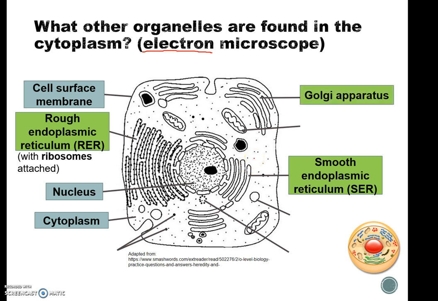Now over here you'll see very flattened stacks of membrane, a bit further from the nucleus usually. We call this the Golgi apparatus. Apparently the guy who discovered it was called Golgi, so he thought it'd be good to put his name on it. It's a bit strange.